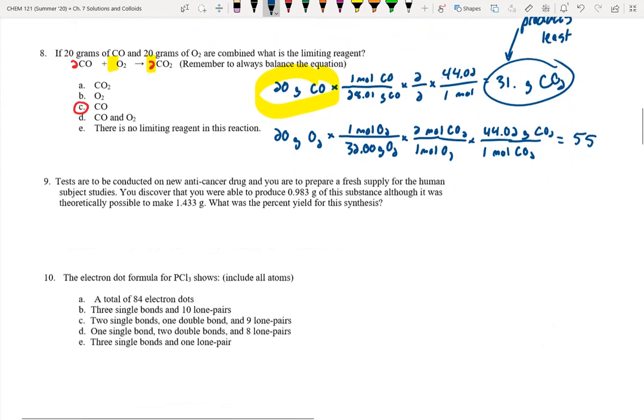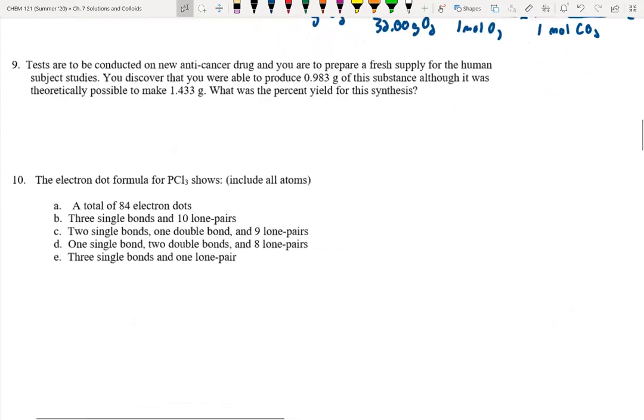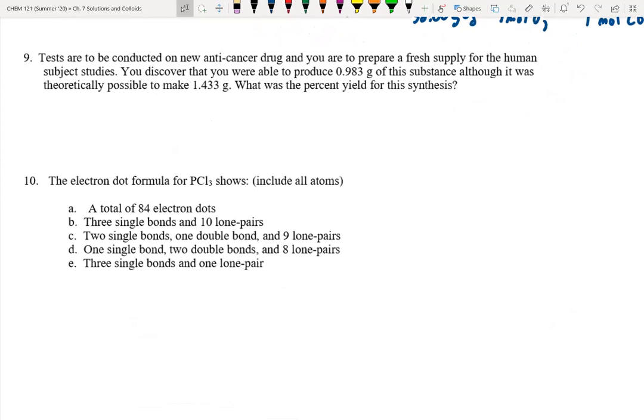All right, let's do number 9. Tests are to be conducted on new anti-cancer drugs, and you are to prepare a fresh supply for human subject studies. You discovered that you were able to produce 0.983 grams of this substance, although it is possible to make 1.433 grams. What is the percent yield?